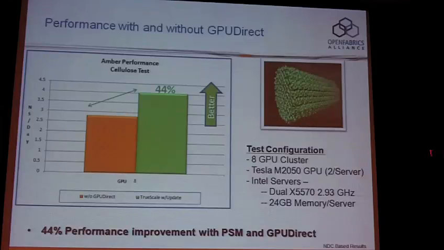In this particular example, using some of the Tesla GPUs, we're able to see a 44% performance improvement by turning on GPU Direct in the PSM layer without involving any other changes to the MPI environment. And this lets you take full advantage of the compute capabilities when you're using GPUs.